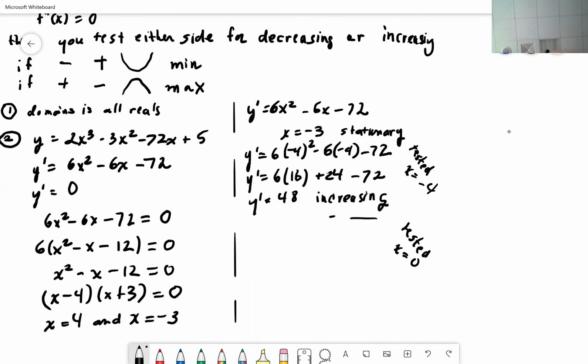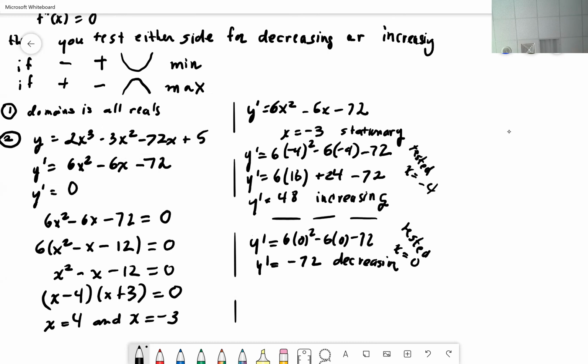We have y prime equals, and I should just write on top of here. Yeah, let's do it. y prime equals 6 times 0 squared minus 6 times 0 minus 72. And I just end up with -72. And look at the value of it. It's -72. So is it increasing or decreasing? It's decreasing.